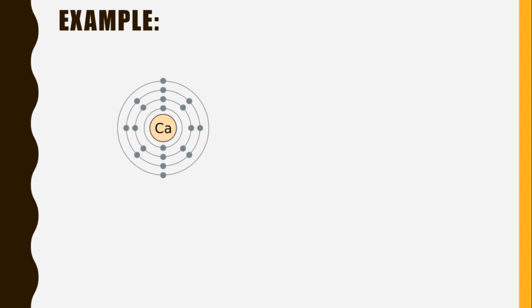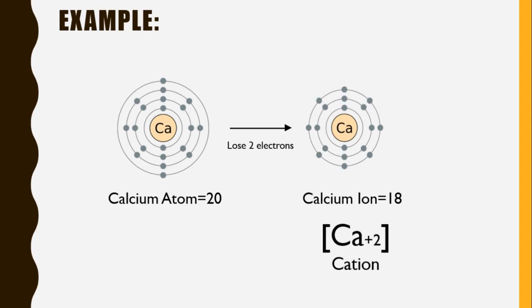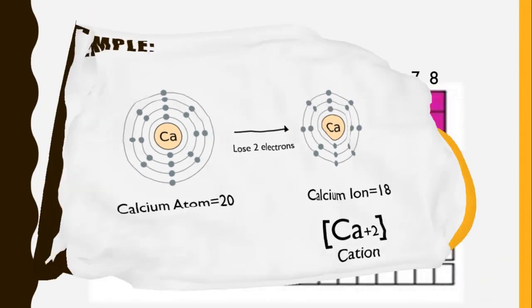One more example, we have calcium. Calcium has an electronic configuration of 2, 8, 8, 2. And calcium is going to need to lose its outermost 2 electrons to have a full valence shell. It's going to have a charge of positive 2. And since it's positive, it belongs to the cats. So cats have paws, cation.